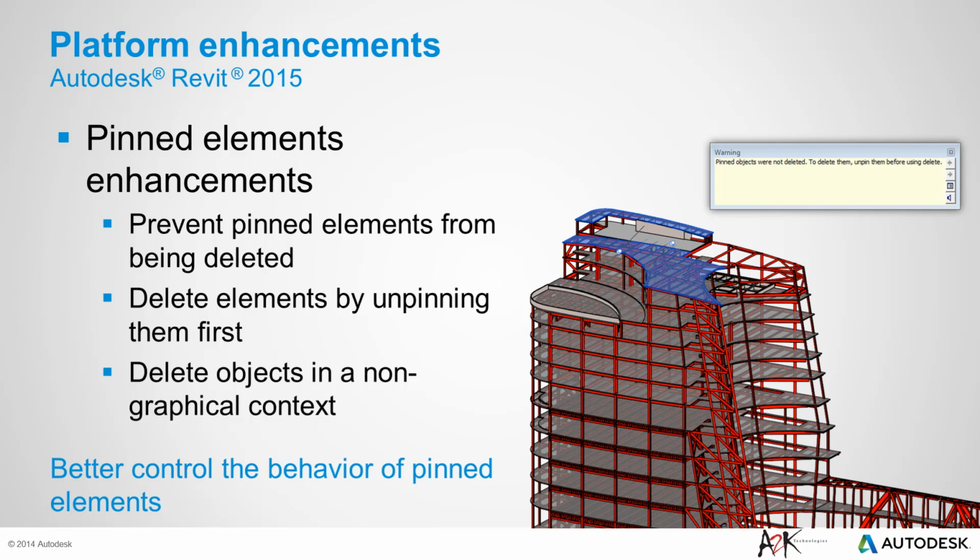New pinned elements are prevented from being deleted unless you specify. Elements must be unpinned before they can be deleted. You can delete elements by unpinning them and deleting, or deleting through the expanded warning dialog. Instead of permitting the deletion and providing a warning, Revit will now warn you that the element is pinned and instruct you to unpin the element before using delete. You can also delete objects in a non-graphical context, such as deleting from schedules.